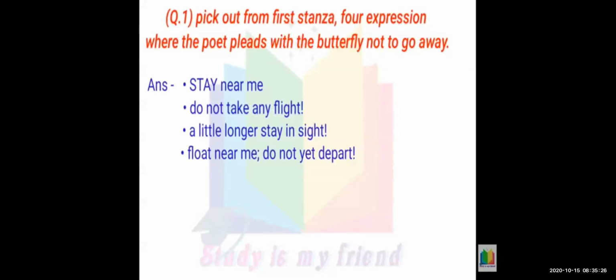फुलपाखराला इथून जाऊ नको. त्याच्यासाठी कवींच्या ज्या काही भावना आहेत, 4 भावना आहेत. त्या भावना कोणत्या आहेत? पहिल्या कडव्यामध्ये दिलेलं आहे, Stay near me. माझ्या जवळ राहा. Do not take any flight. Do not fly away from this beautiful spot. त्या ठिकाणापासून दूर जाऊ नकोस.